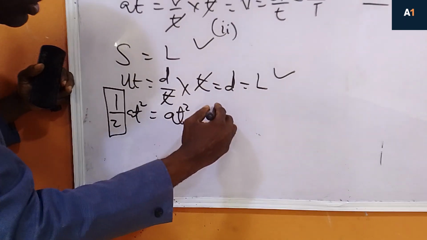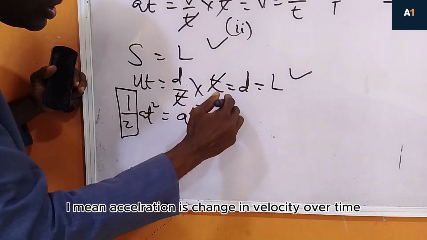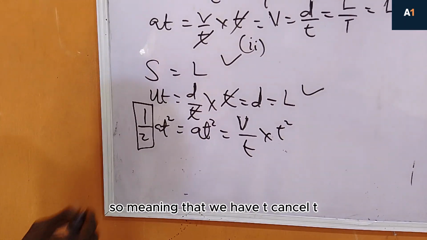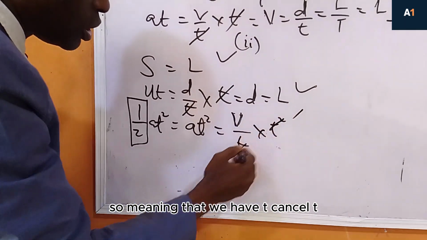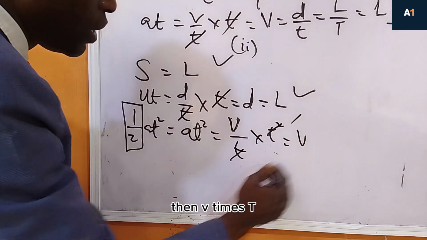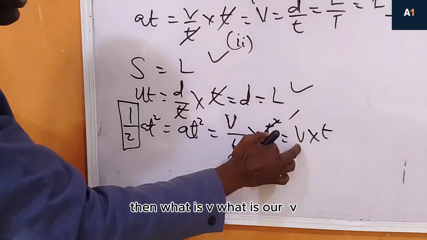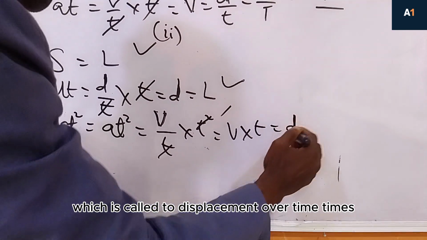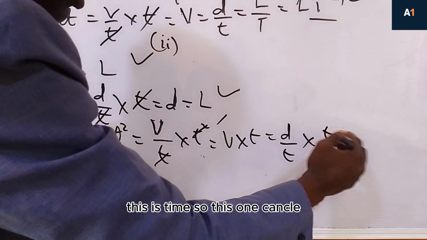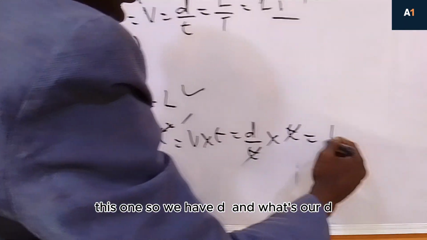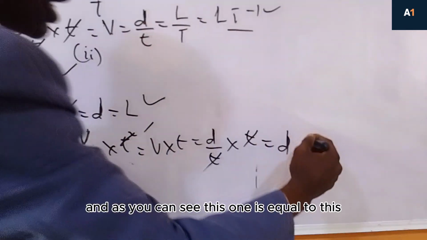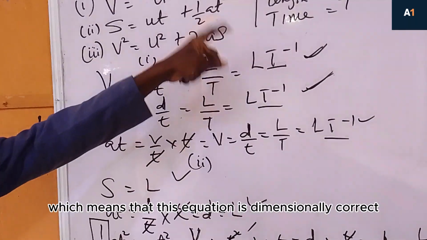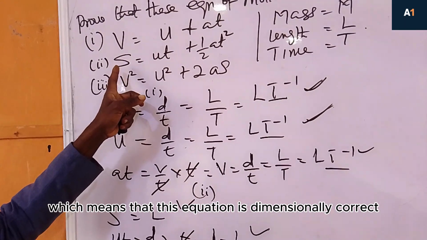Acceleration is velocity over time, times t squared, so that T cancels T and we have velocity times t. Then what is velocity? Velocity is displacement over time, times time, so this one cancels this one and we have D. And what is D? It is the length, L. As you can see, this one is equal to this, and this one is also equal to this, which means that this equation is dimensionally correct.